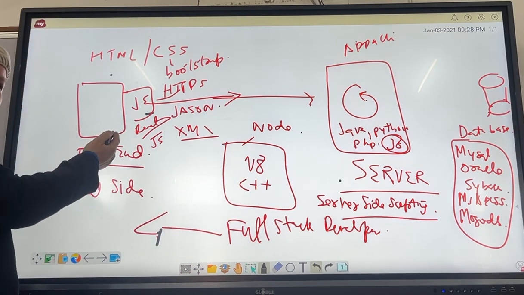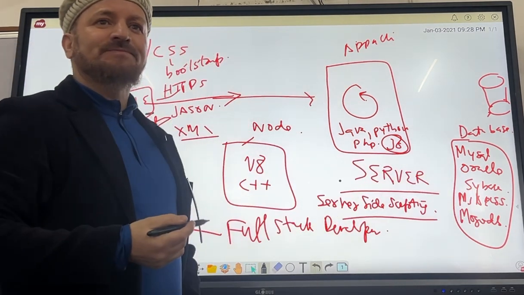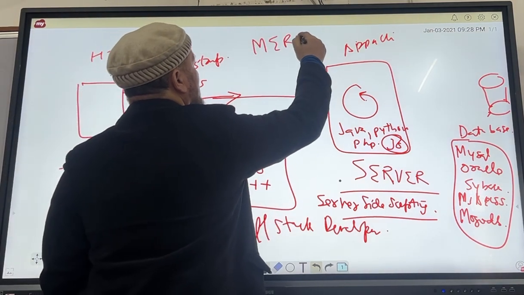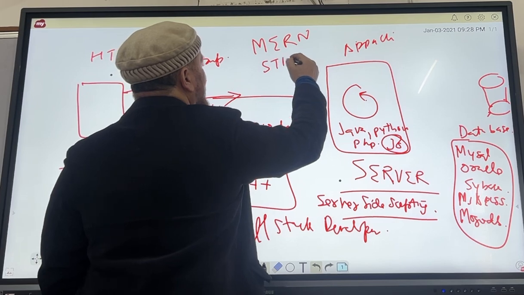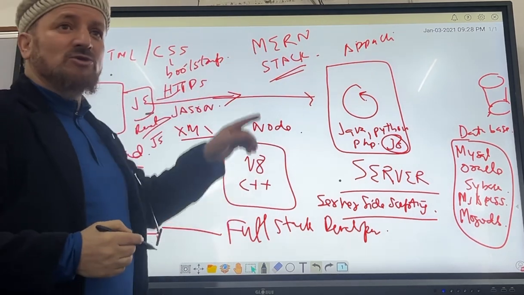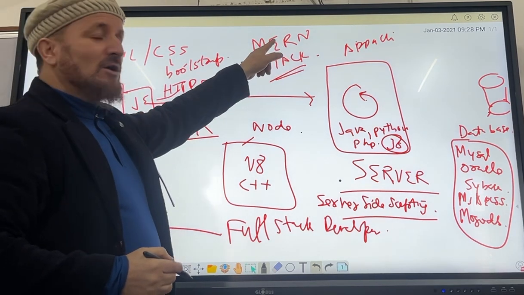So you may use React, and you may use MongoDB here. So we sometimes call this the MERN stack. If you are using only JavaScript, you are using MongoDB, Express, React, and Node.